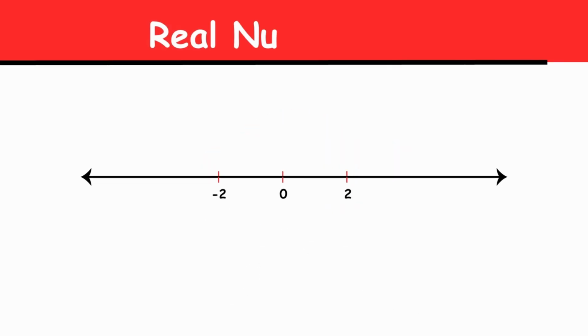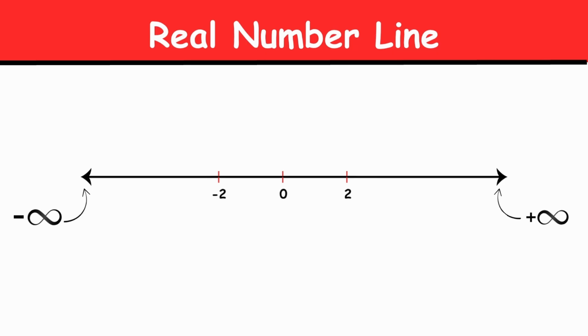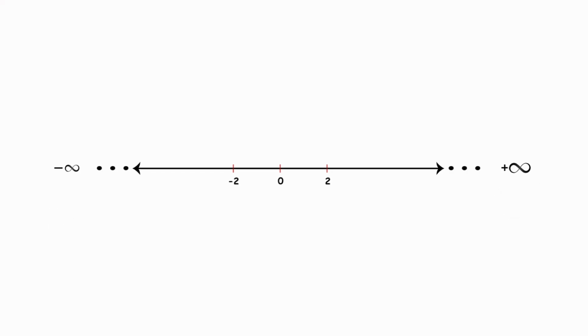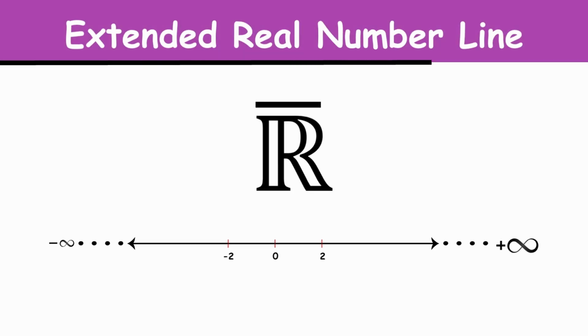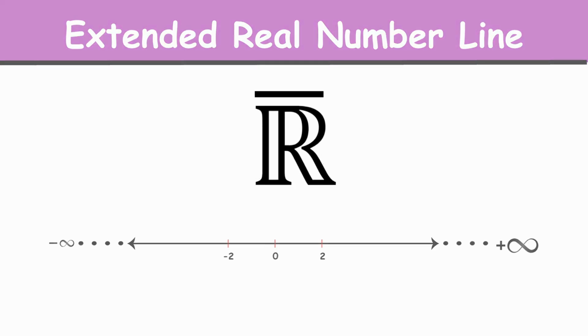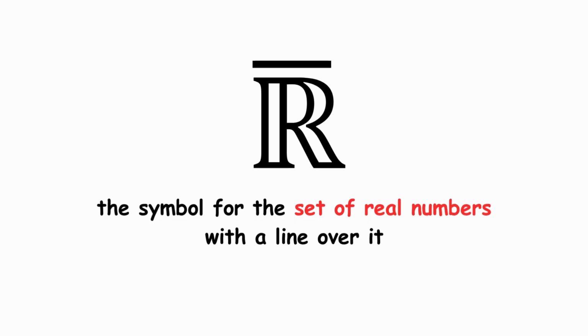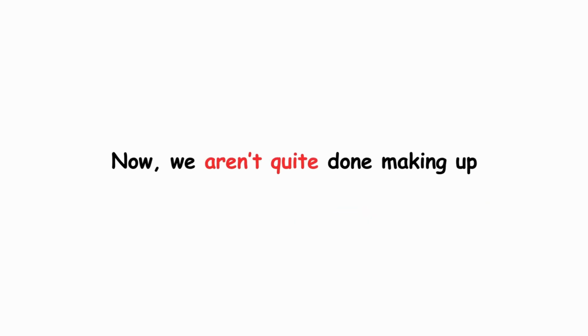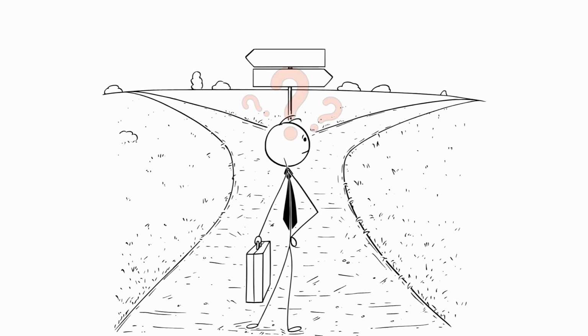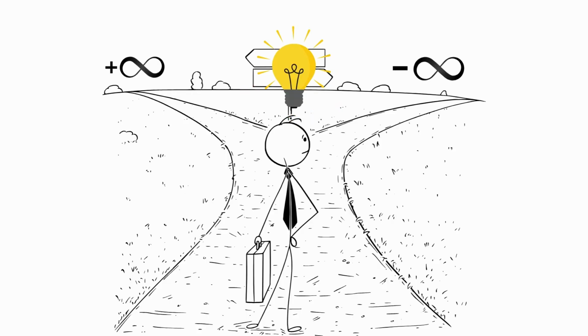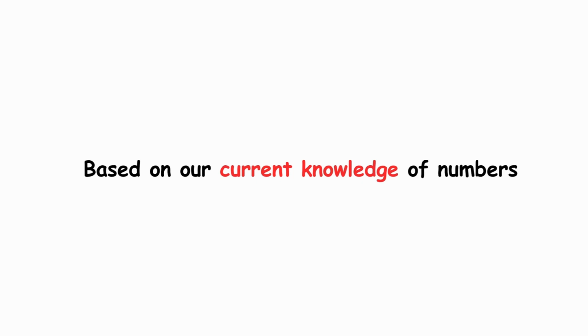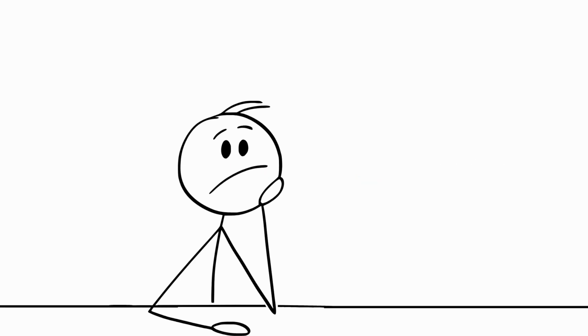So let's attach two endpoints to the real number line, positive and negative infinity. When we extend the real number line like this, what we get is the extended real number line. This is denoted by double struck R, the symbol for the set of real numbers with a line over it. Now, we aren't quite done making up rules yet, because we need to decide what we can actually do with positive and negative infinity.